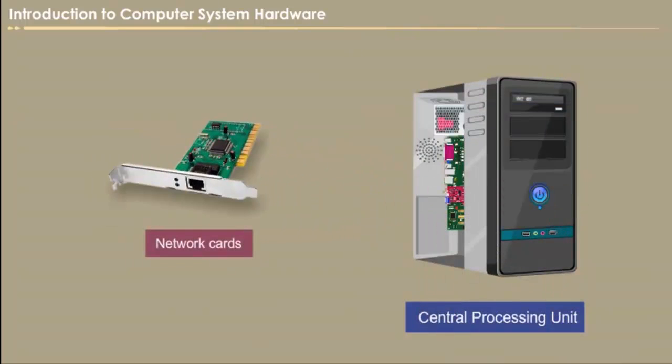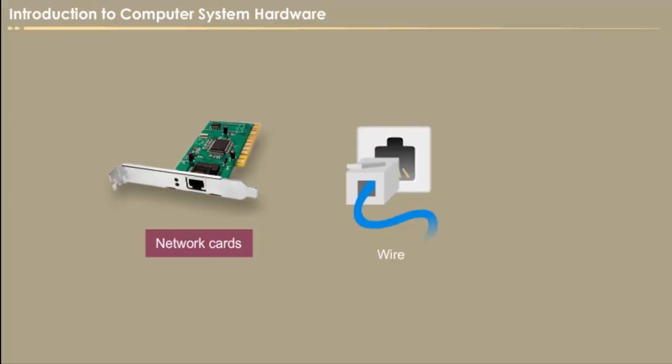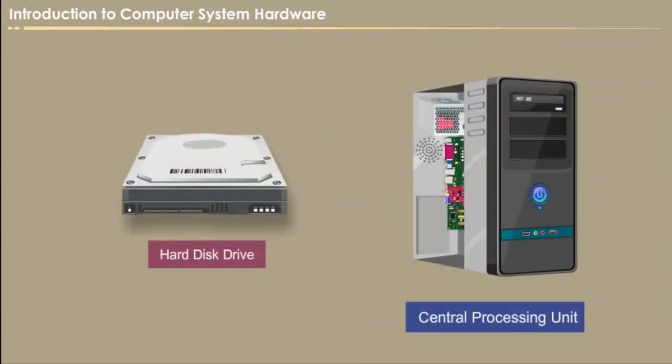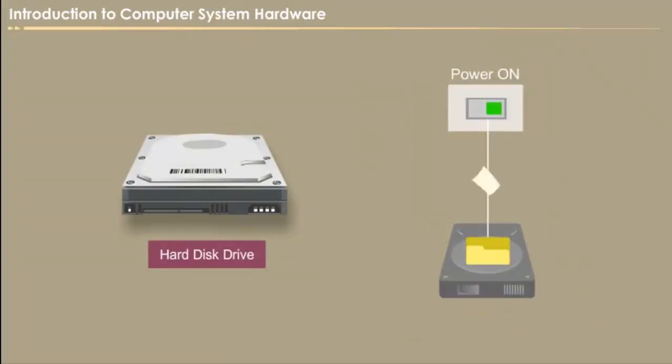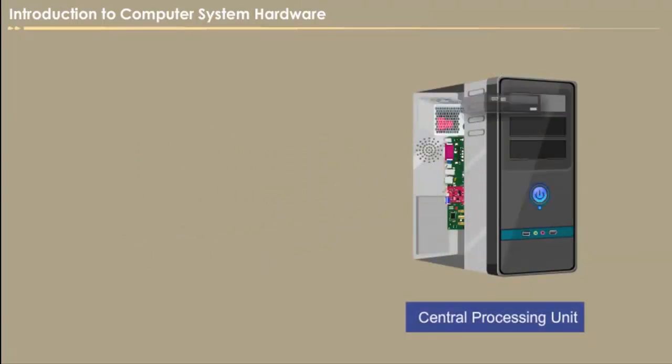Network cards. This allows computers to connect together in order to communicate with each other. Network cards are connected via wire or wireless. Hard disk drive. It stores and provides large amounts of data on an electromagnetic surface. Even if power interruption prevails, it can remember what is stored in it. So it is called a non-volatile device.